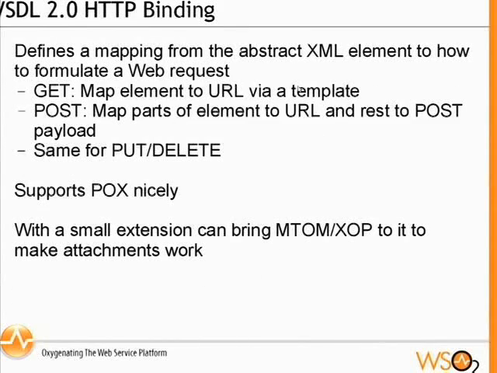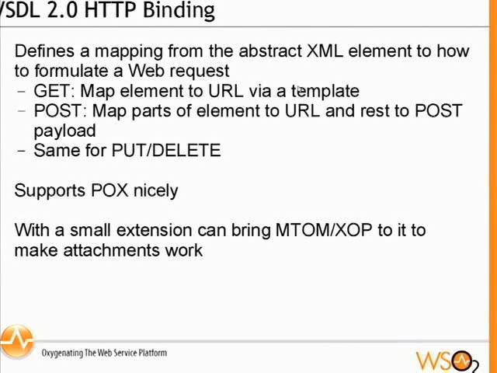WSDL 2.0 defines a very nice HTTP binding. If you haven't looked at that, it's certainly interesting. What it defines is basically how you take an abstract XML schema and map it into a URI to do a GET. So it takes the child elements of the schema and makes them into either path elements or query parameters. Or it can map it into a POST where part of it goes into the URL, part of it goes into the payload, and the same thing for PUT and DELETE.